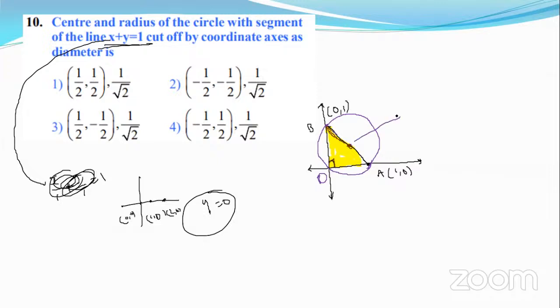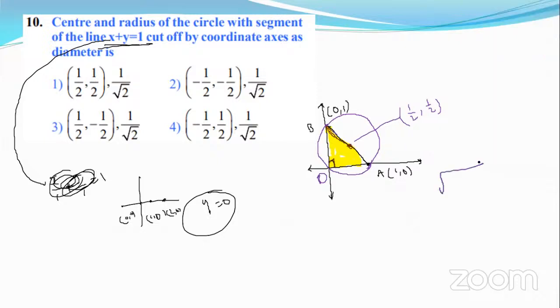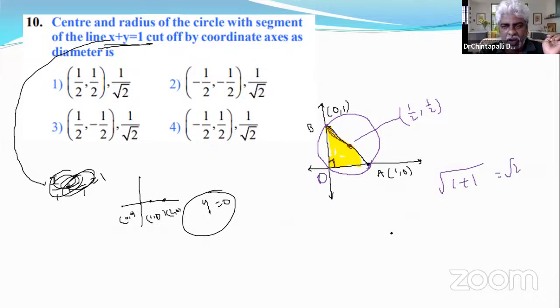What is its midpoint? Half, comma, half. And the radius is also asked. The radius is half of the length of the diameter. First, find the length of the diameter and find its half. What is the distance between (1, 0) and (0, 1)? Root 2. Half of root 2, that means root 2 by 2.